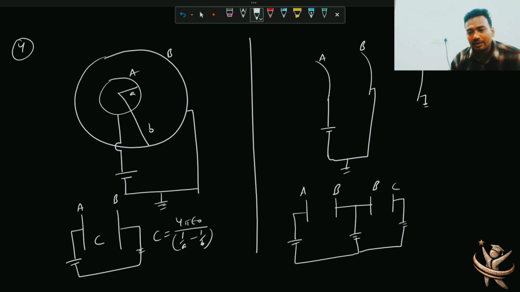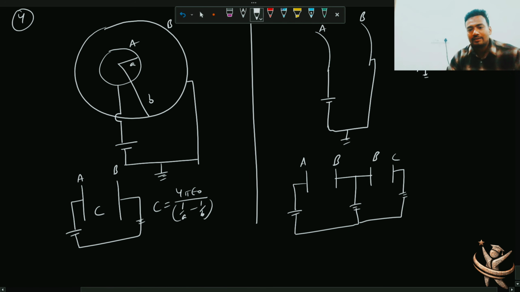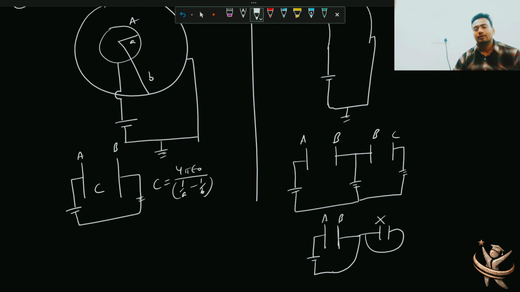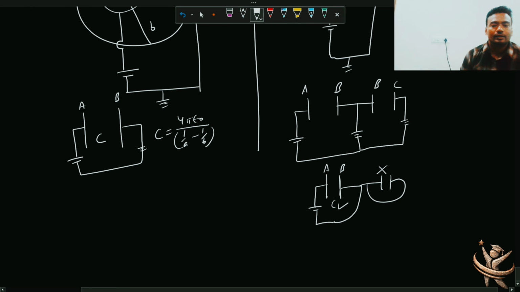So basically what you have done is you have shorted the second capacitor. I mean this A and B will remain as it is. The second capacitor you have shorted like this. So it becomes irrelevant. So only this one will survive, right? Next problem.